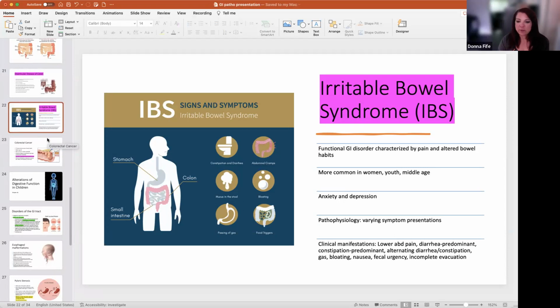You can have diarrhea predominant, where the patient has diarrhea most of the time, constipation predominant, or they can have alternating diarrhea and constipation. Patient can also have gas, bloating, nausea, fecal urgency, and a feeling of an incomplete evacuation of stool. Again, there's some symptoms there for that.